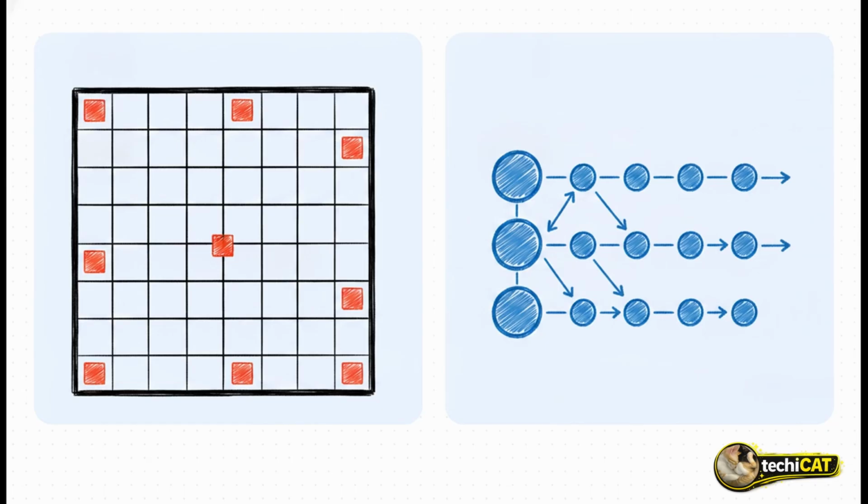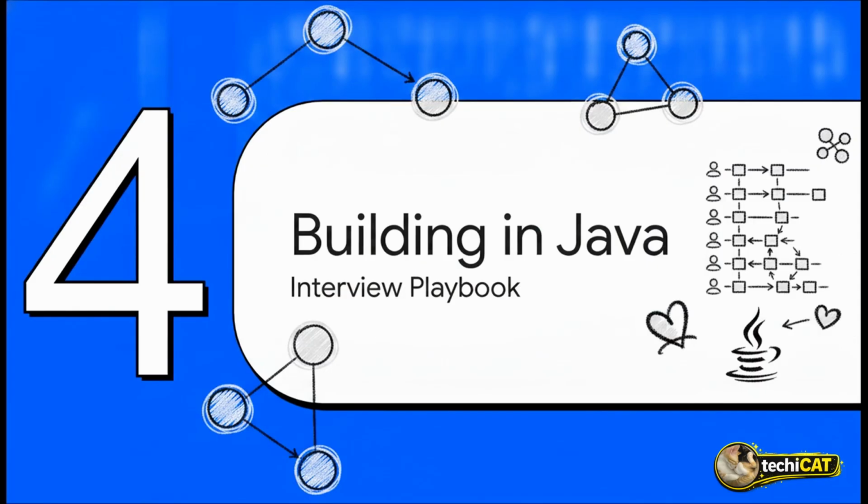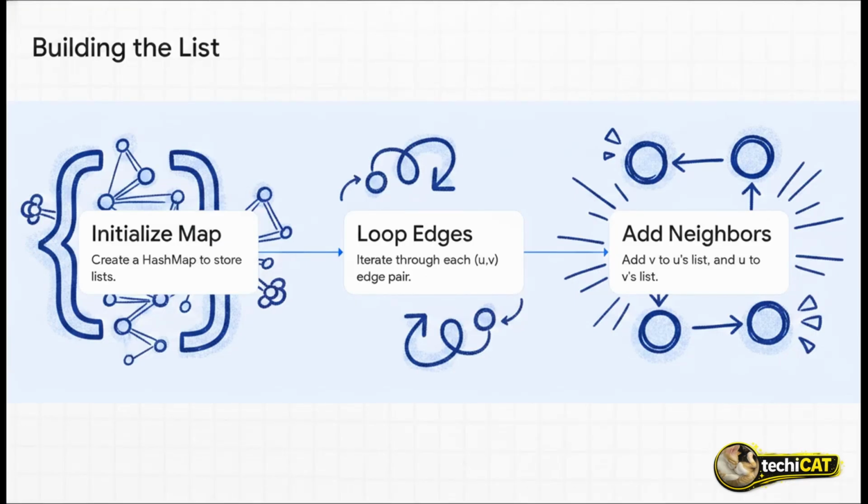All right, section 4, building your Java example. Let's put this interview playbook into action. Let's look at a classic interview question. Think of LeetCode 1971, Find if Path Exists in Graph. The prompt asks you to determine if a valid path exists between a start and end node given a 2D array of edges. But wait, before you can even search for that path, you have to actually build the graph.